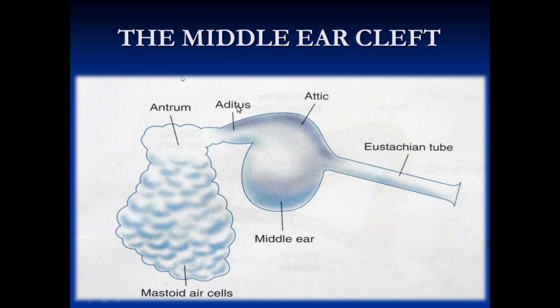Aditus ad antrum. So this is the entrance to the mastoid antrum, and this is the mastoid, the antrum, and the mastoid air cells develop here, which is the inferior aspect of the mastoid cavity. So you have the mastoid, the antrum and the aditus ad antrum, the attic, which is the superior part of the middle ear cavity itself, and the eustachian tube.